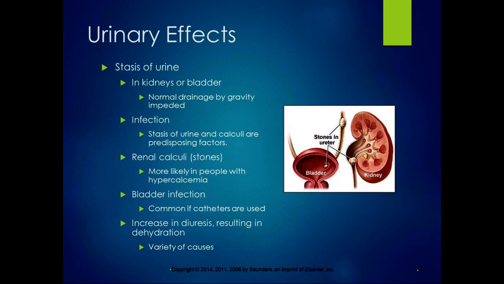So the urinary system is, of course, affected. Stasis of urine in the kidneys or bladder can happen because you're not getting the normal drainage that you get with gravity. So when you get urine pooling in the kidney or bladder, it's a predisposing factor for developing stones. So if people have extra calcium in their blood because of bone breakdown, and they have stasis of urine in the kidneys or bladder, that is like a setup situation for kidney stones.